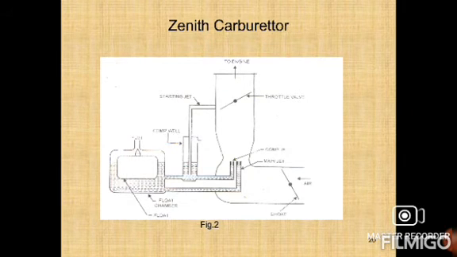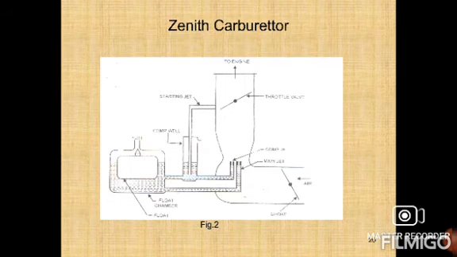The main jet is similar to the jet of the simple carburetor. The compensating jet receives the fuel from the compensating well, which is connected to the float chamber through a restricted orifice. The compensating well is open to the atmosphere.